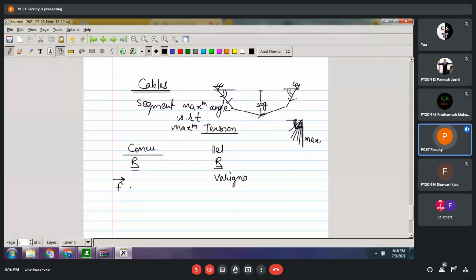Your force in vector form is force magnitude multiplied by unit vector. So this is the most important part from concurrent forces.